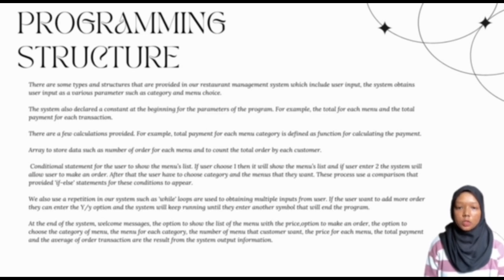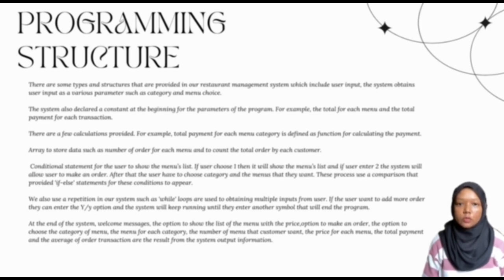Next, we also use an array to store data such as number of orders for each menu and to count the total order by each customer. Moreover, we use a selection for the user to show the menu list. If user chooses 1, then it will show the menu list, and if user enters 2, the system will allow user to make an order.